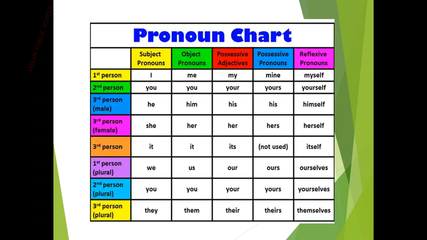Children, this is a chart which is very useful to you to understand about pronouns. Here they have given the first three persons, which is first person, second person and third person. And also they have given subject pronouns, object pronouns, possessive adjectives, possessive pronouns and reflexive pronouns. You should memorize all of these so that you are able to understand about the pronouns, which helps you to do the exercise.